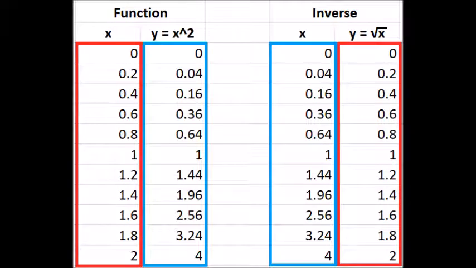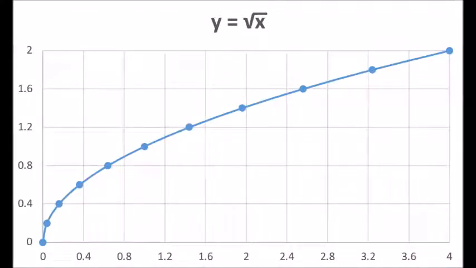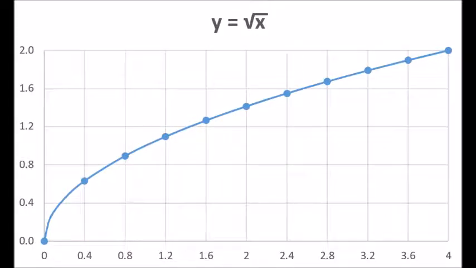To find the inverse function from a table of values, it is a simple matter of switching the columns for x and y. That is seen here for y equals x squared and y equals the square root of x. On a graph, that looks like this. Notice that the data points on the left are clustered closely together. The data points on the right are spaced further apart. What if I wanted to plot the graph with evenly spaced data points instead? That changes a few things, as we will see shortly.